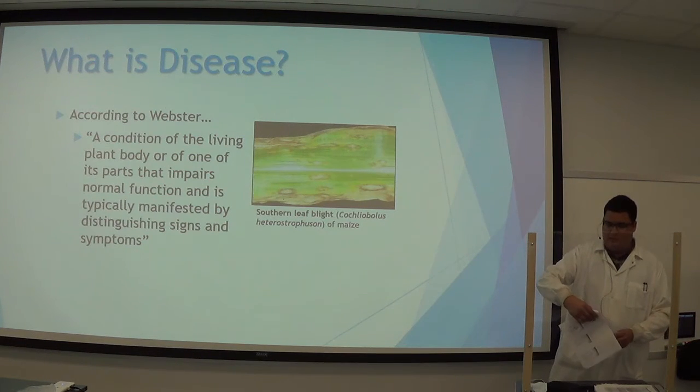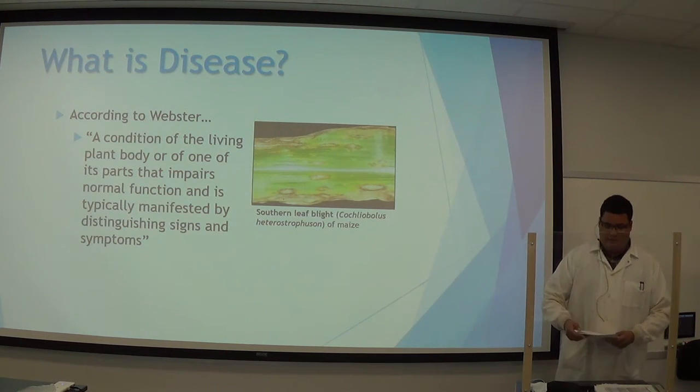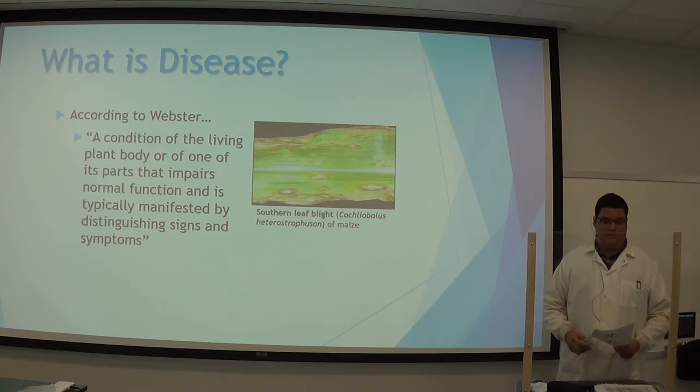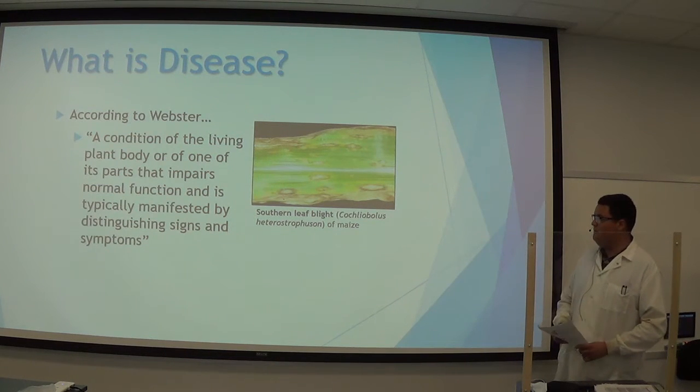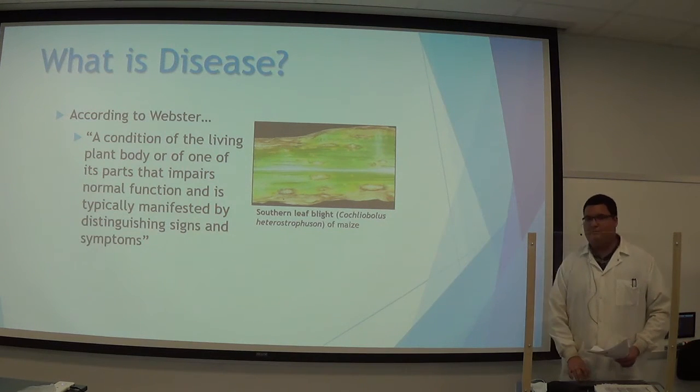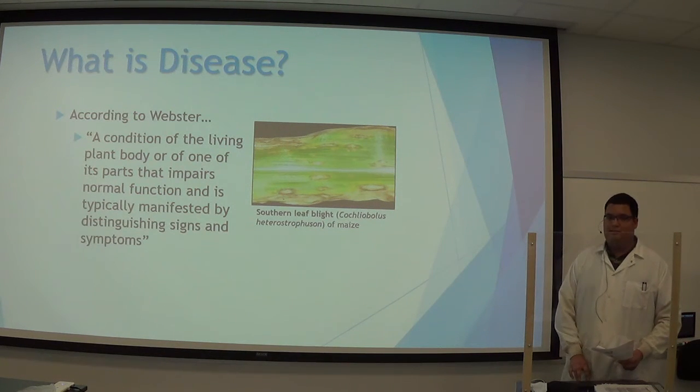Today, though, we're going to be looking at disease and symptoms. So here we have a Webster's definition of disease. It's pretty broad, and here on the right we have a picture of southern leaf blight of maize, which is a disease symptom of Cochliobolus heterostrophus. Probably mispronounced that. But we have a more strict definition for plant disease.